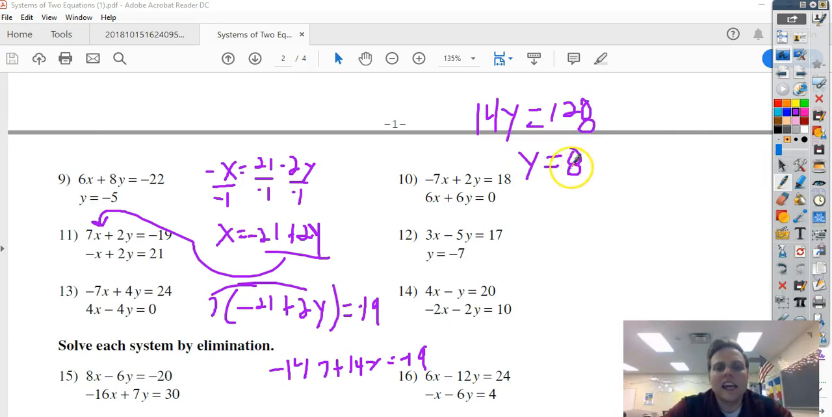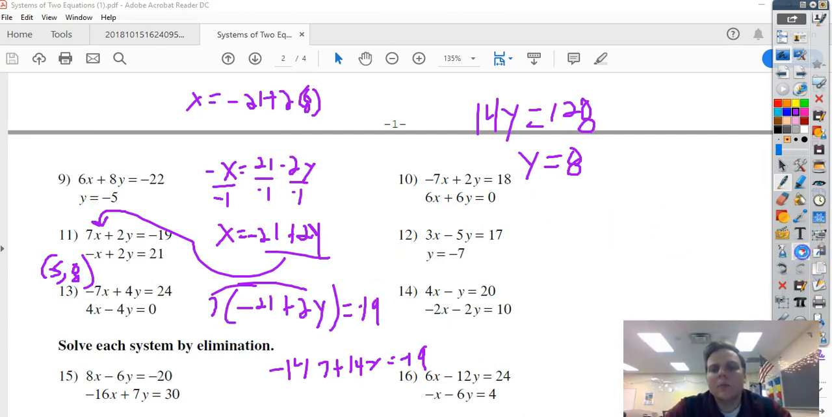Okay, so now you have to take that 8, plug it in for y over here to finish solving for x. So you can say x is equal to negative 21 plus 2 times 8. Well, 2 times 8 is 16. Negative 21 plus 16 would be a negative 5. So we get the final answer for number 11 as being negative 5 comma 8.